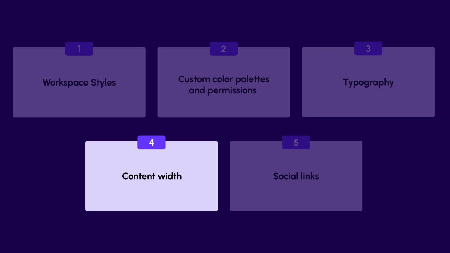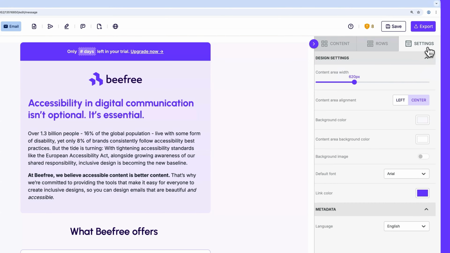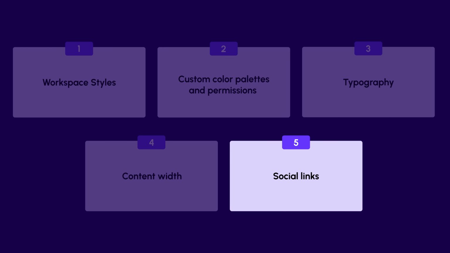Workspace content width lets you set a default content area width for any new email or page you start designing. You can also set a different default for both the email and page builder. You can see that the available widths shown here match the options inside the Settings tab of the builder. Lastly, we have social links.